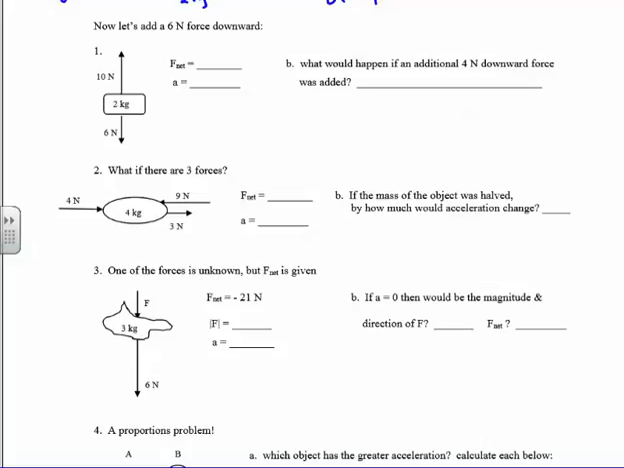All right, so let's go through these. In this one, we have 10 newtons up, 6 newtons down, so our net force would be 10 minus 6, or 4 newtons. And so the acceleration is pretty straightforward. 4 divided by 2, 2 meters per second squared.